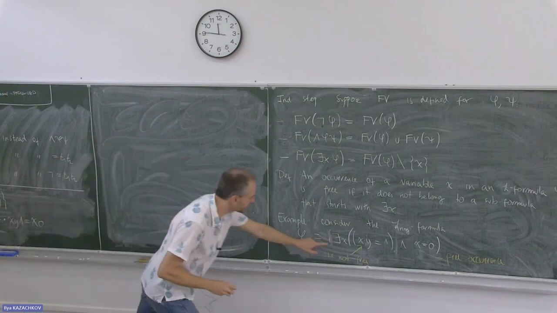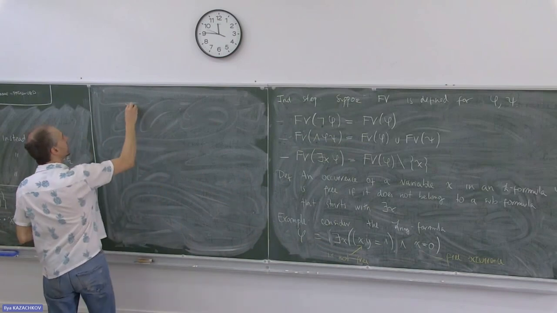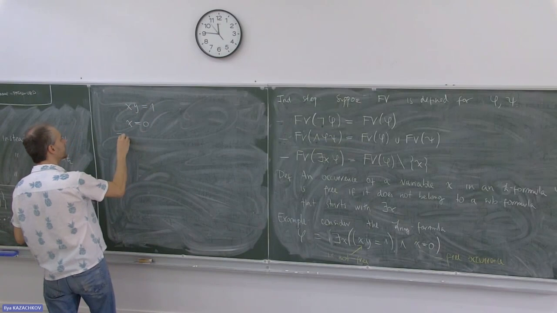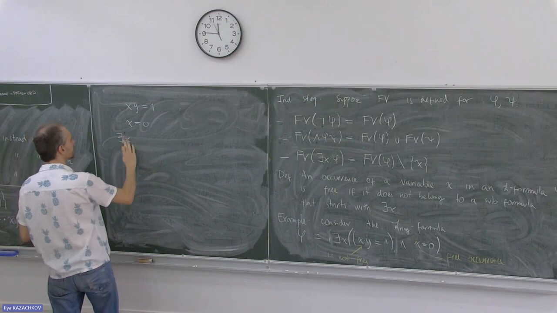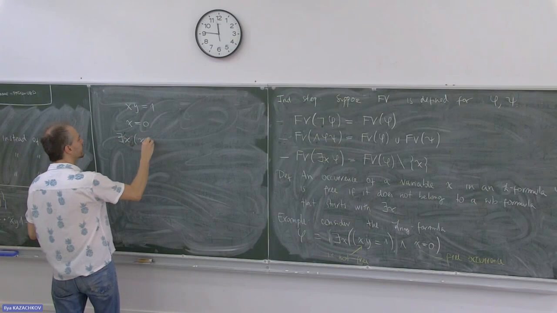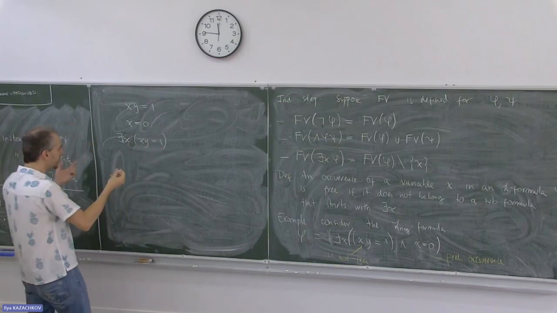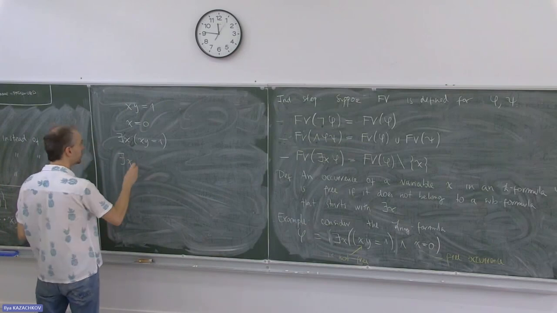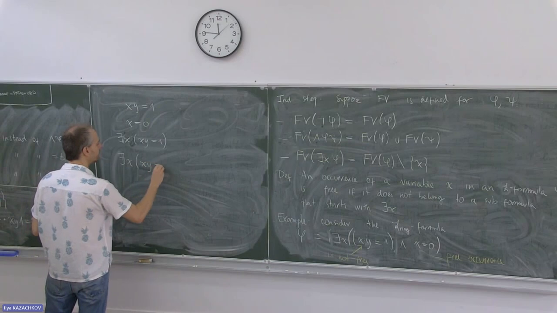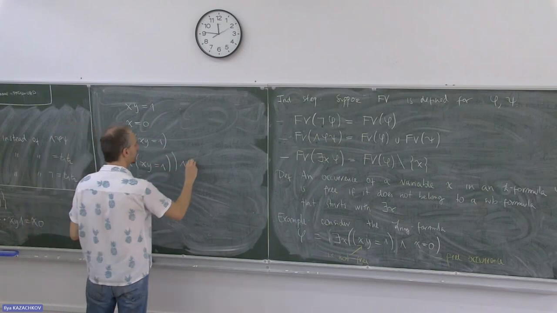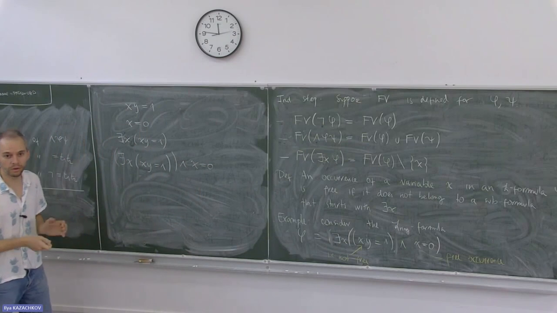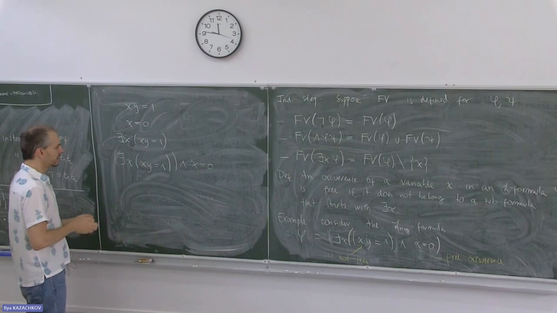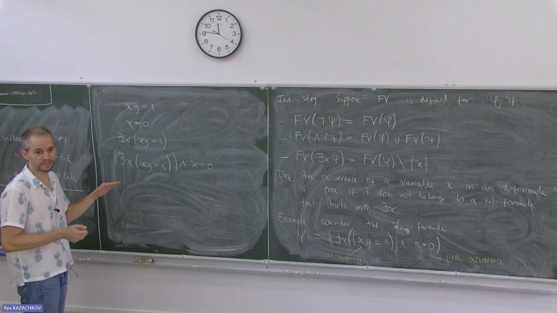In this one, you have the subformulas x times y equals 1, x equals 0, and there exists x, x times y equals 1, right? And finally, the whole formula is a subformula, if you want, right? Those are all the subformulas of this formula here.